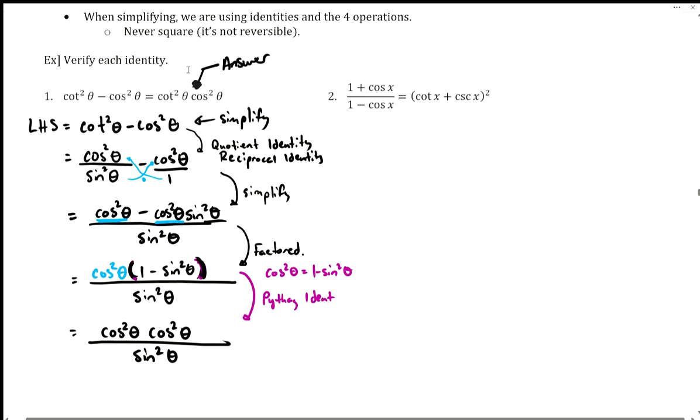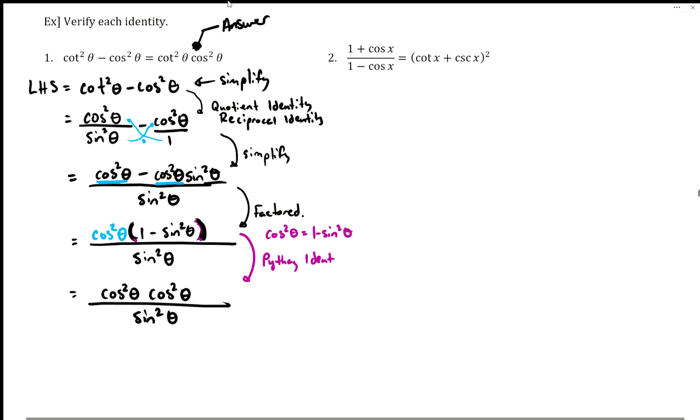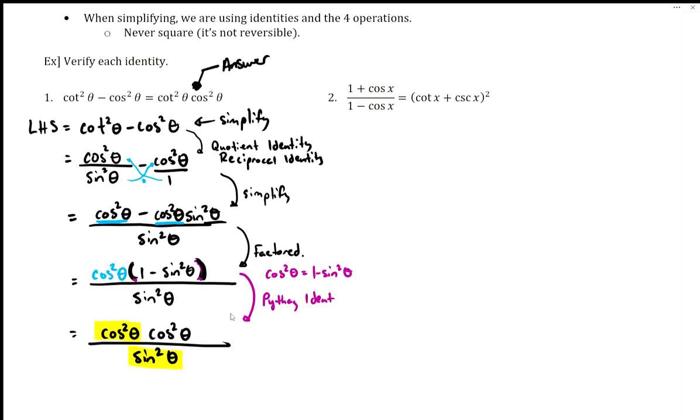Again, look at our answer up here. Okay, so we know it should look something like that. And then we're saying, oh, look at this. Cosine squared of theta over sine squared of theta is cotangent squared of theta. So that's this part. And then our leftover part is there too. Looks like we got it.